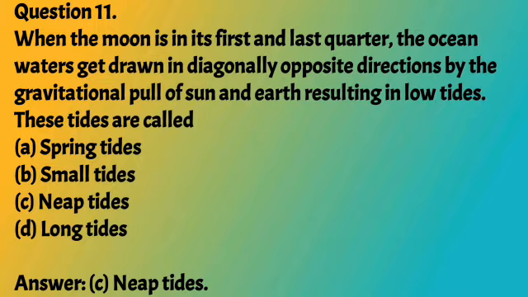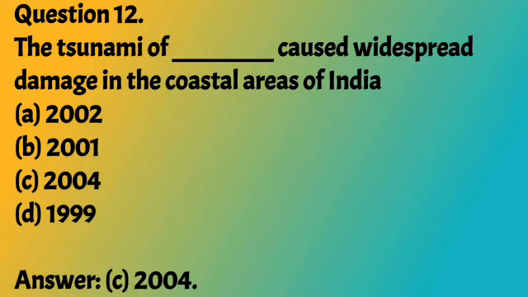Question 11. When the moon is in its first and last quarter, the ocean waters get drawn in diagonally opposite directions by the gravitational pull of Sun and Earth, resulting in low tides. These tides are called A. Spring tides, B. Small tides, C. Neap tides, D. Long tides. Answer C. Neap tides.